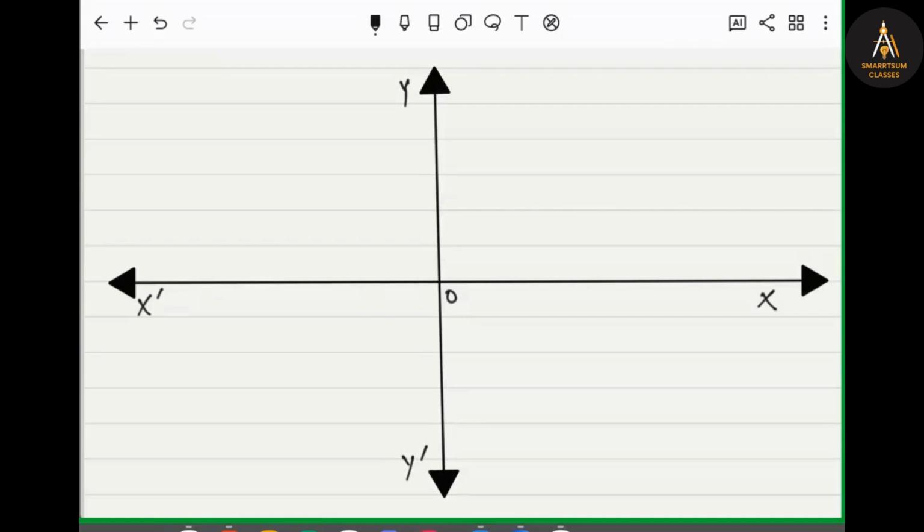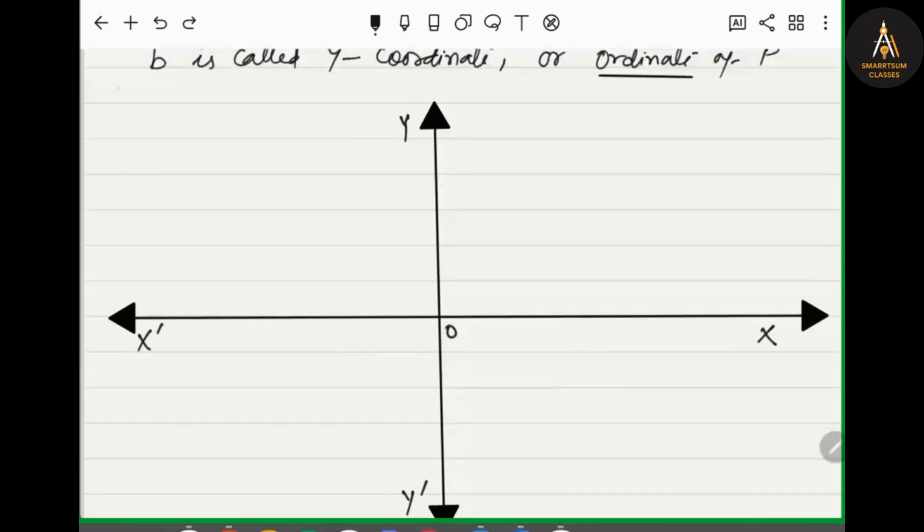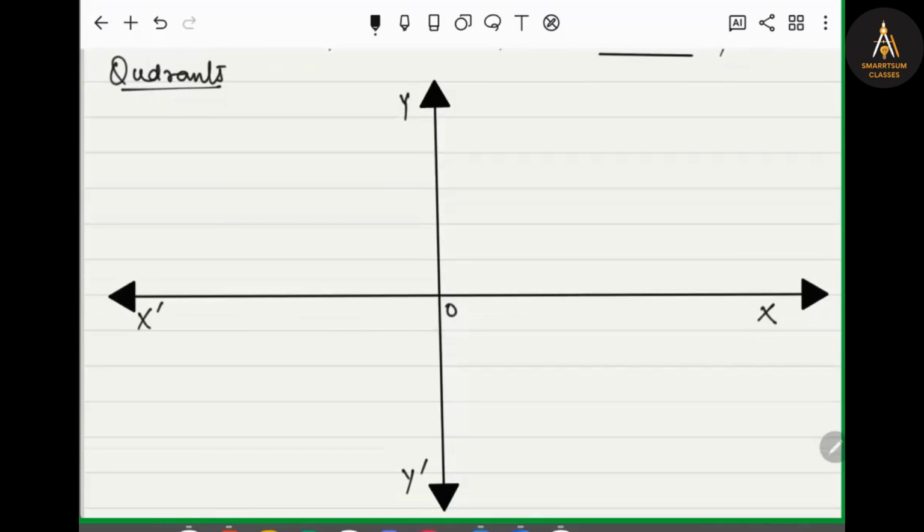into four parts. Can you see that? 1, 2, 3, 4. So these two mutually perpendicular lines, the coordinate axes, divide this whole Cartesian plane into four parts, or four regions. And each region is called a quadrant. So how many quadrants are there in the Cartesian plane? Yes, there are four.